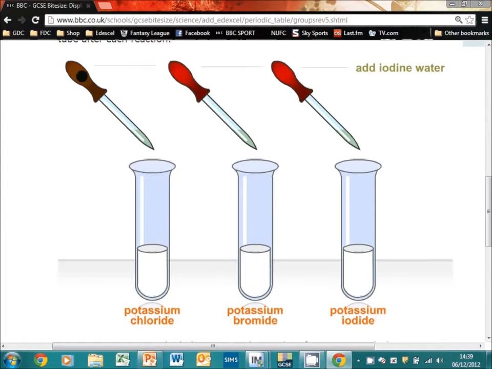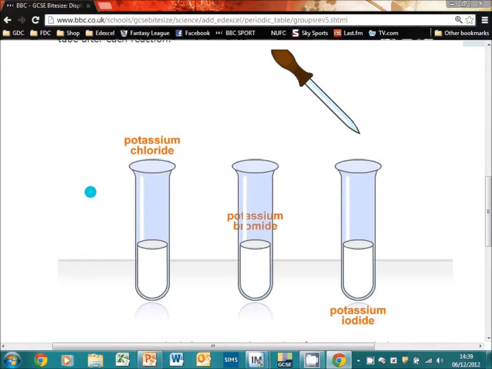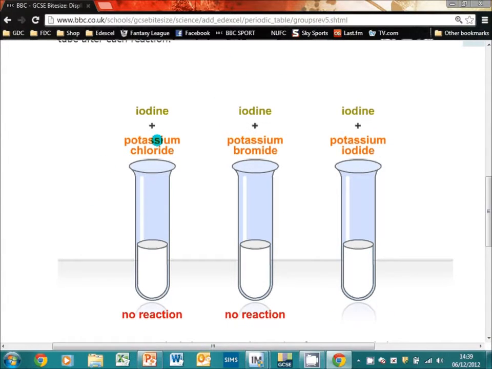And then finally, add iodine to the three solutions and nothing will happen because it's less reactive than these two, so no reaction can occur. And this final one here, it's the same reactivity because it's the same element, so again, nothing will happen.